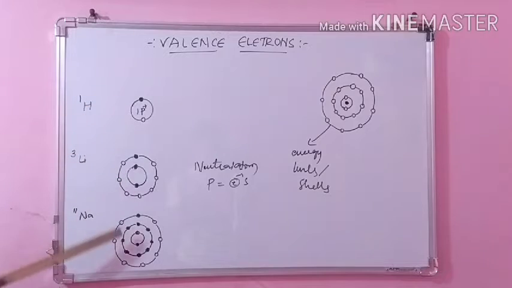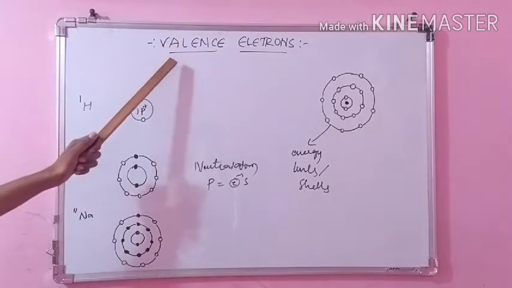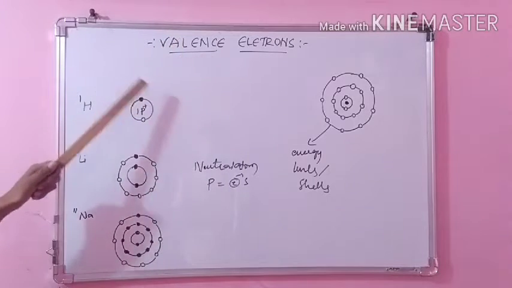So in all these 3 cases, what you have to observe is how to find the valence electron. Valence electrons are nothing but the outermost electrons, the electrons lying in the valence shell.